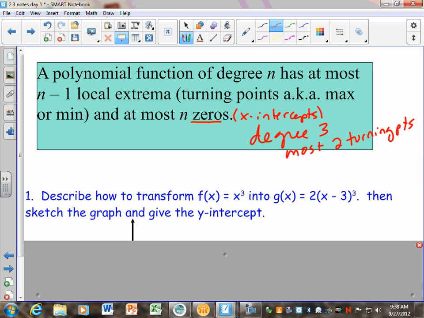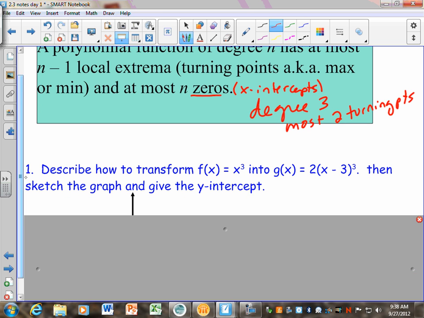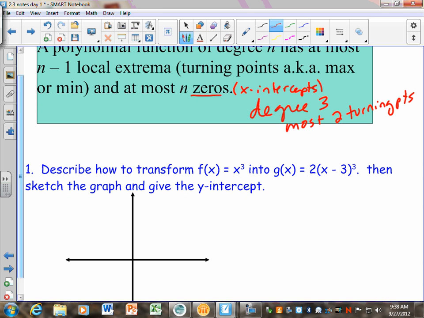Let's graph one of these. This is the first problem on your homework today. Well, not this exact problem, but the same idea. It says describe how to transform f of x equals x cubed. This is like what we did on our last test, right? Into g of x equals 2 times x minus 3 cubed. And then sketch the graph and give the y-intercept.